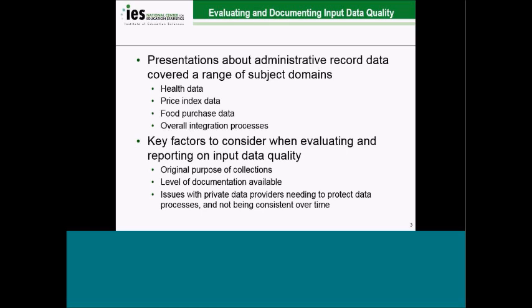The presentations had a couple of common themes. The biggest one was making sure that no matter what, you find out exactly what the original purpose of the administrative record data collection was intended for before you try to bring those data into any operations that you've got underway.